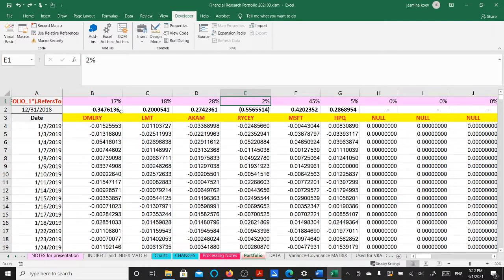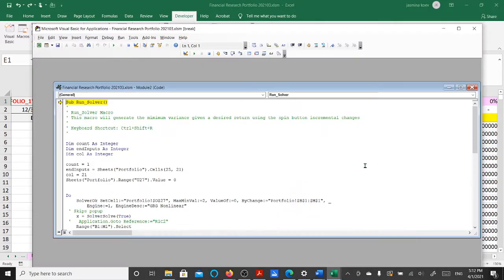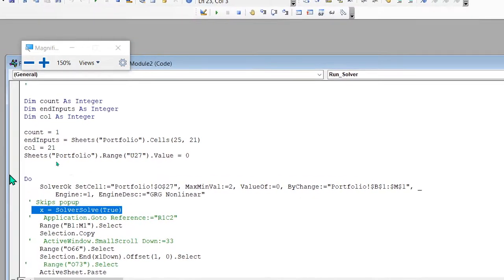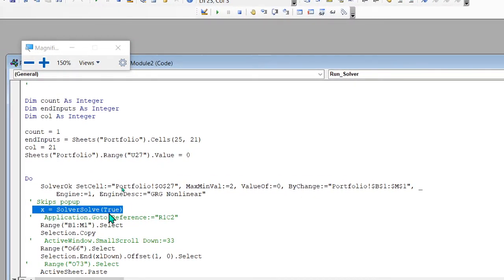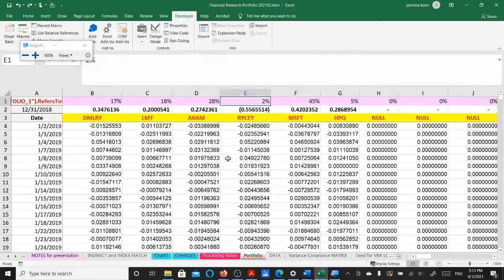In the next video, we're going to take a look at this macro in more detail. This is what keeps the solver running over and over again. As long as it's populated properly, it will give us the optimal portfolio blend. And that's the power in Excel.